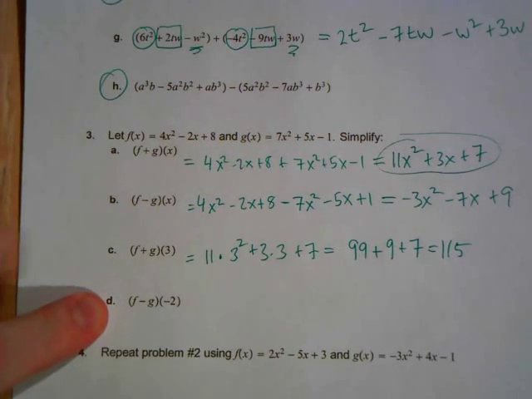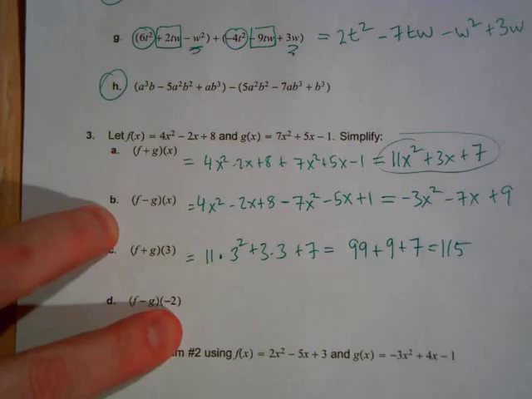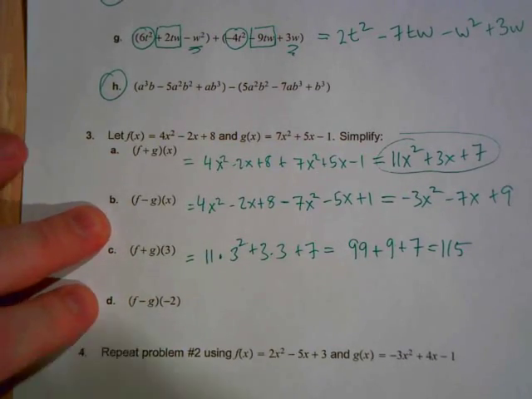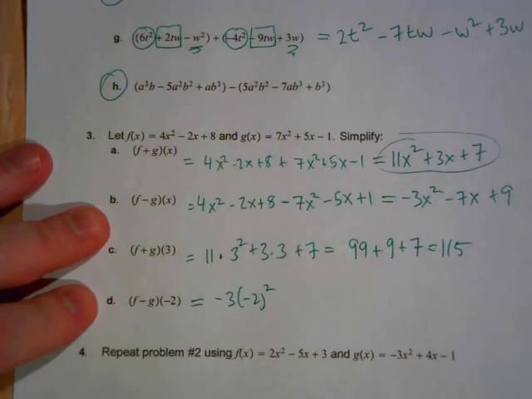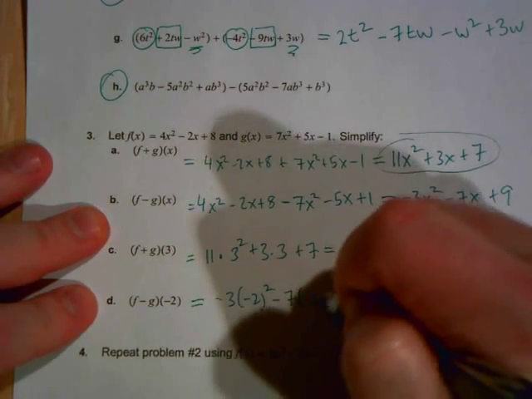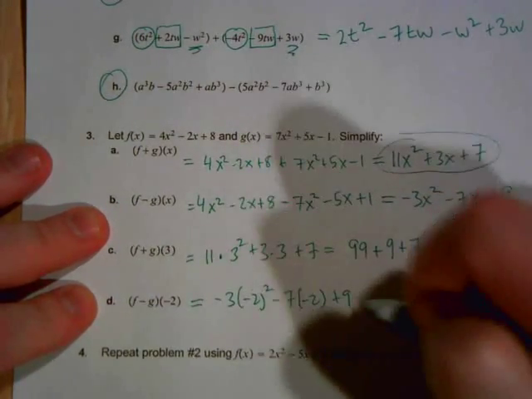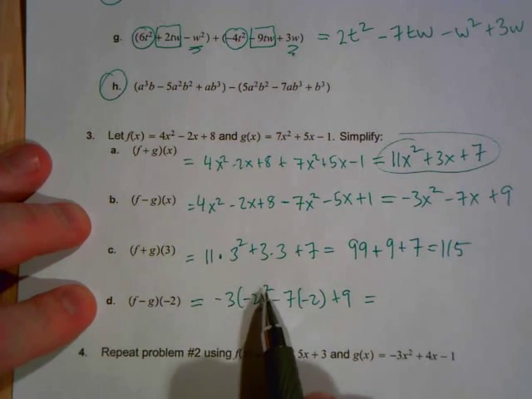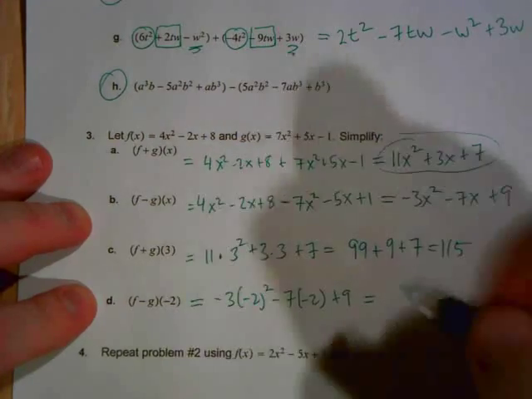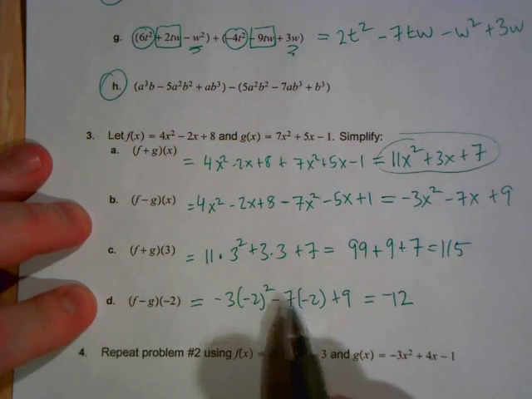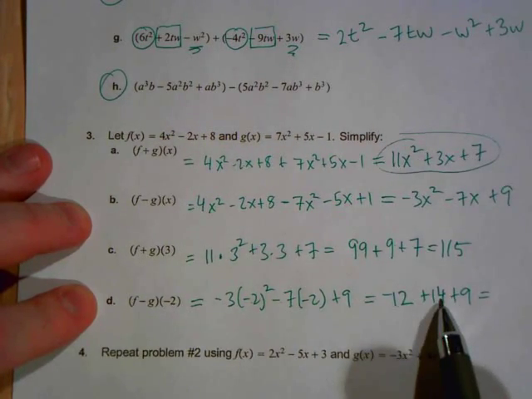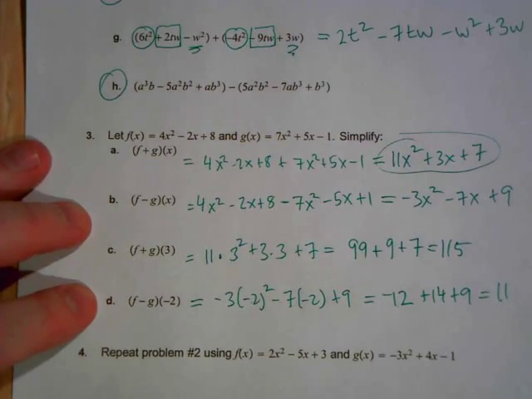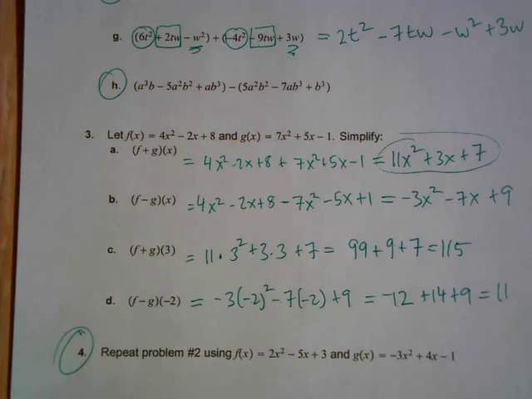Part D is saying take your answer from part B and now plug in negative 2. And remember my rule about plugging in negative numbers. When you plug in negative numbers, put them in parentheses. So we're going to have negative 3 times negative 2 squared minus 7 times negative 2 plus 9. And then we work it out. Negative 2 squared, negative 2 times negative 2 is 4. 4 times negative 3 is negative 12. Minus 7 times minus 2 is plus 14, and then plus 9. Minus 12 and 14 makes 2. 2 and 9 makes 11. Alright, 4, that's for you. Basically, you do problem 3 over again, except you have some different functions.